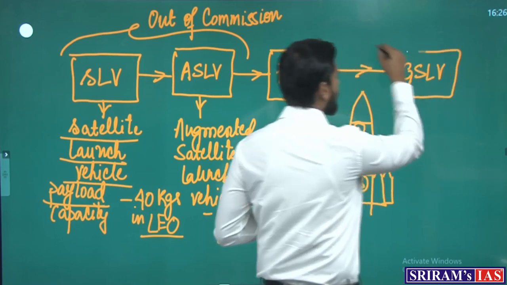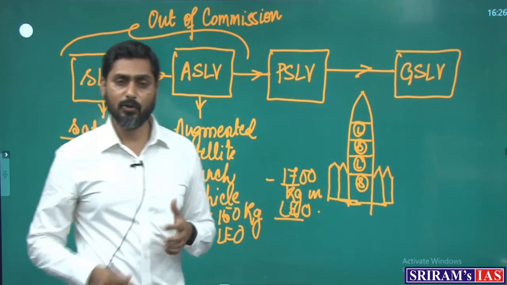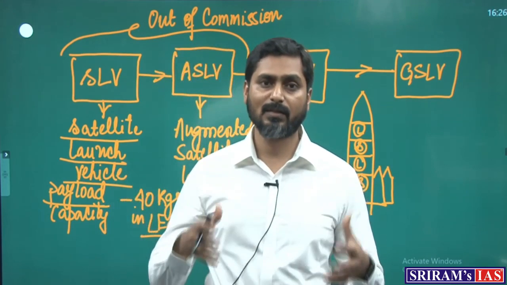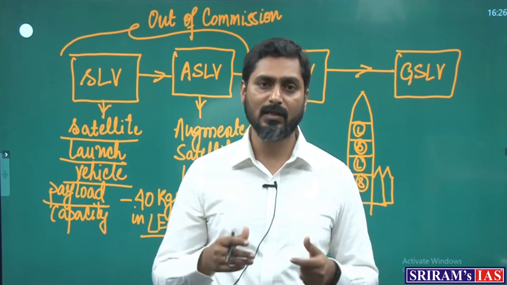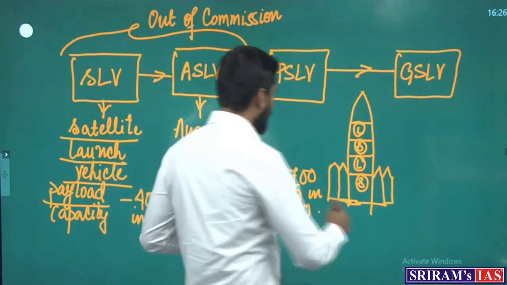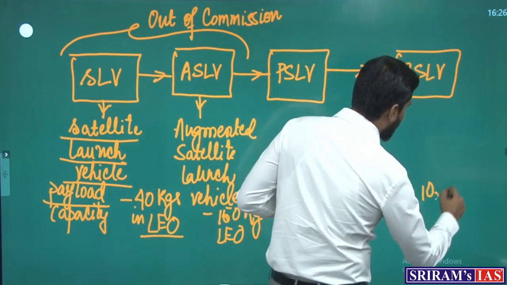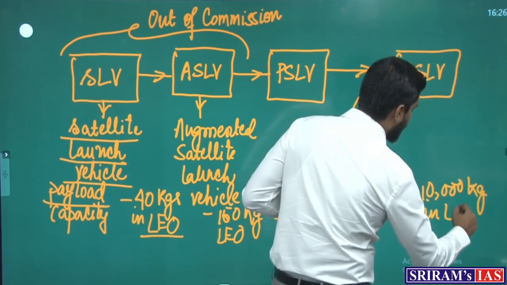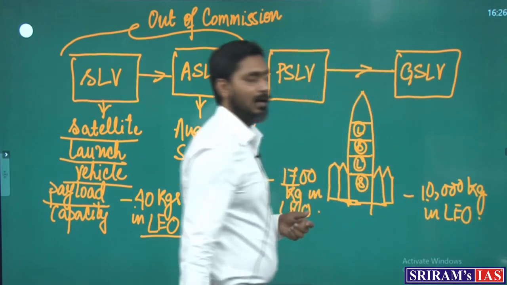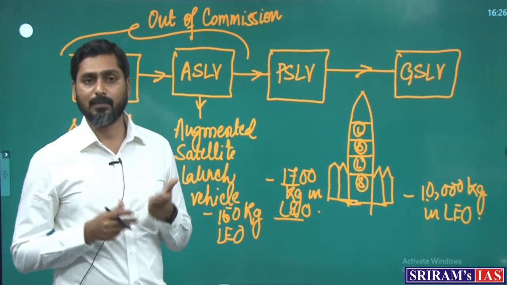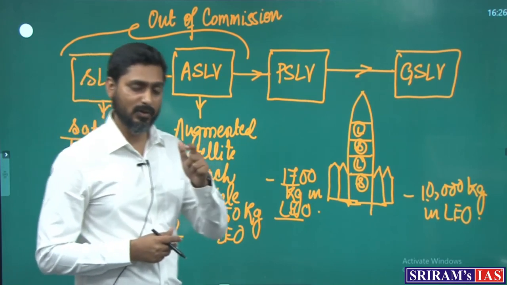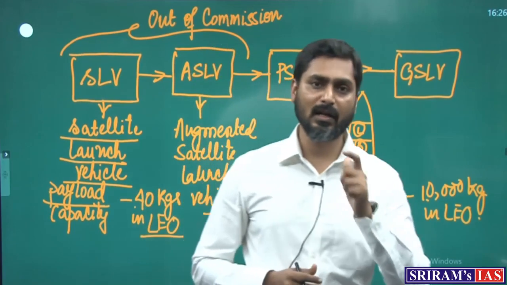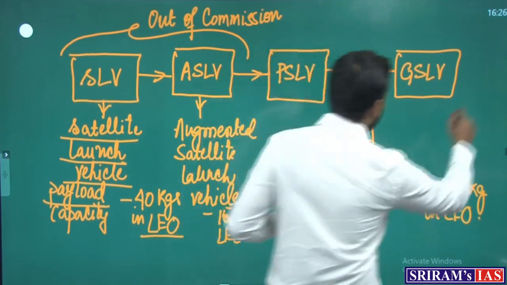This is known as the geosynchronous launch vehicle. It has the maximum capacity of all the launch vehicles which India has. It has a payload capacity of 10,000 kg in LEO. And why does this have that much capacity? Essentially because it uses a solid engine, then a liquid engine, and in the final stage it uses a cryogenic engine. So it has 3 stages.